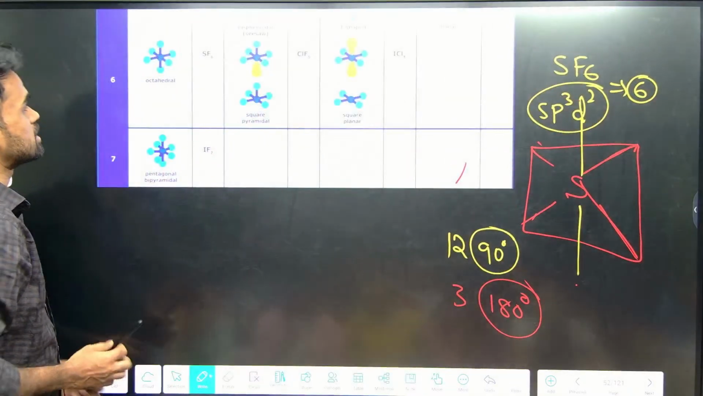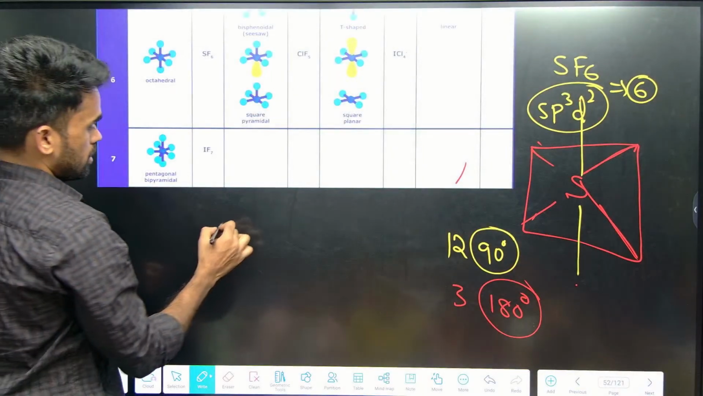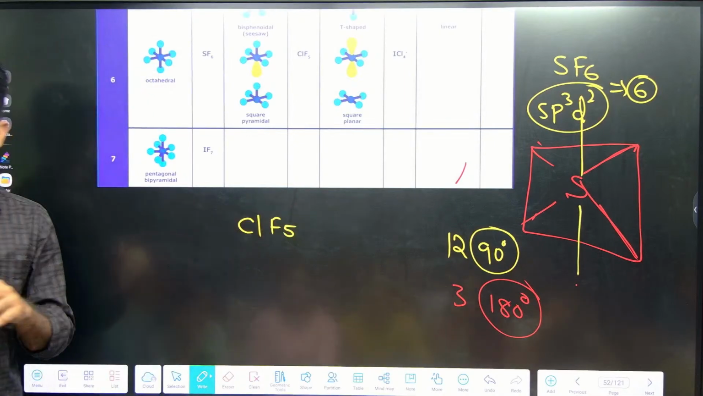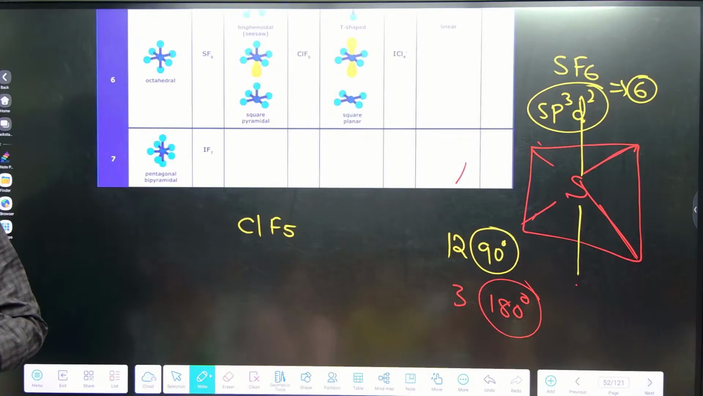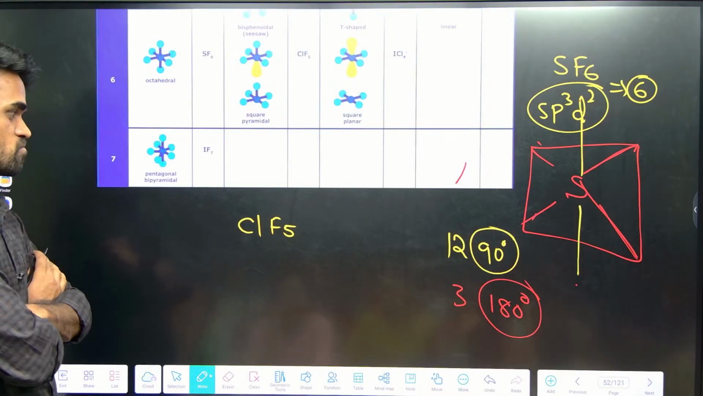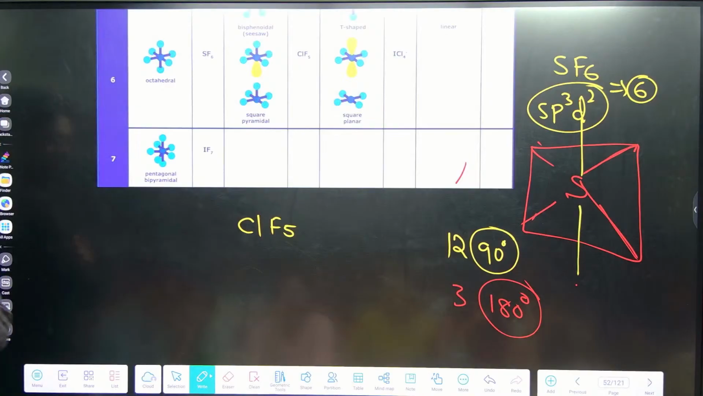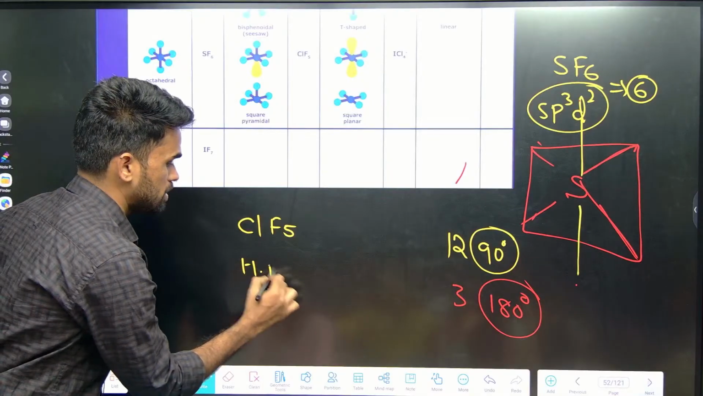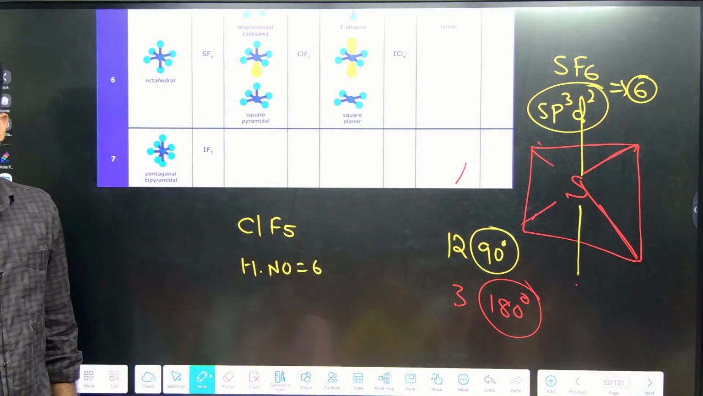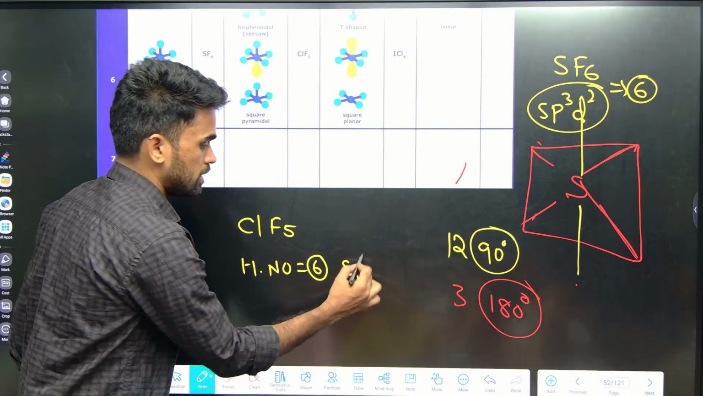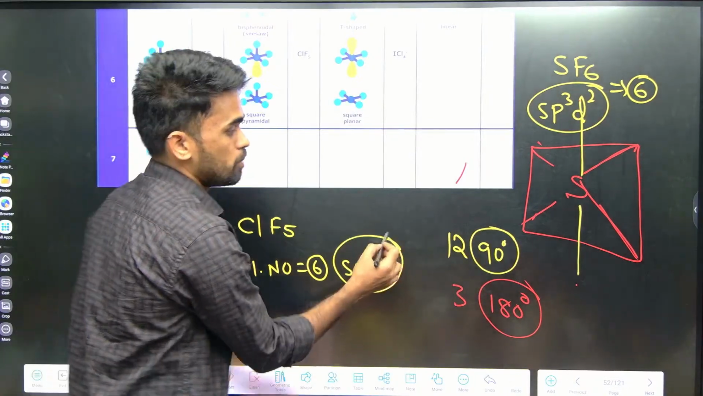Next, let us take one example of ClF5. Tell me fast. 7 plus 5 by 2, 6. Hybridization number is 6, so sp3d2. So with this geometry we got this now.